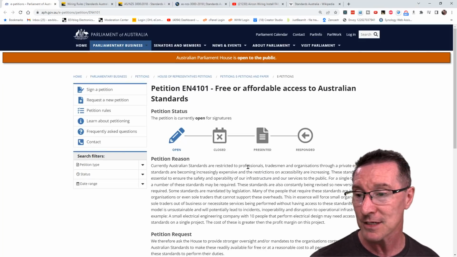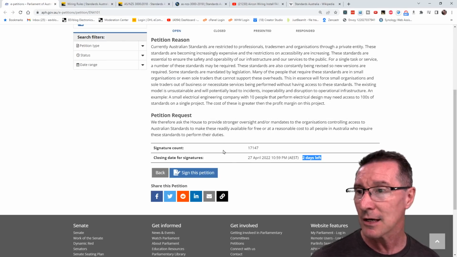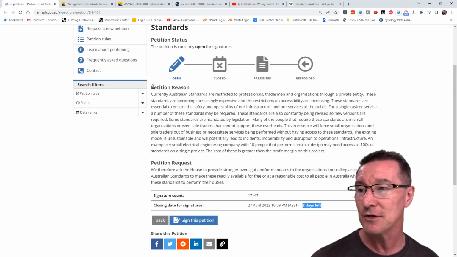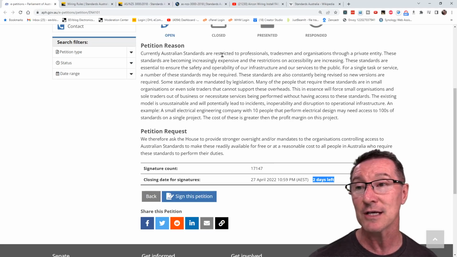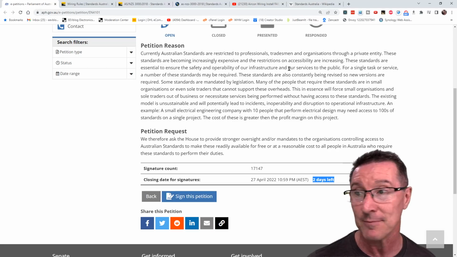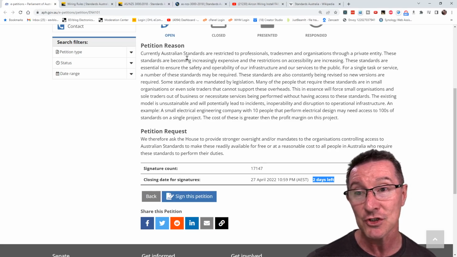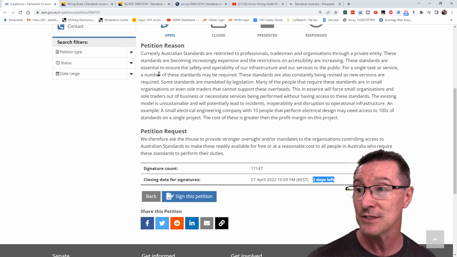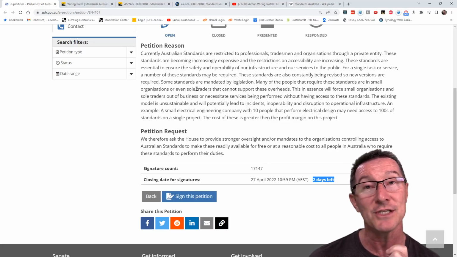I don't know who did it, so thanks to the person who did it. Anyway, let's have a quick read, shall we? Currently, the Australian standards are restricted to professionals, tradesmen, organisations through a private entity, and we'll get to that in a minute. These standards are becoming increasingly expensive, and the restrictions on accessibility are increasing. These standards are essential to ensure the safety and operability of our infrastructure and our services to the public. For a single task or service, a number of these standards may be required.